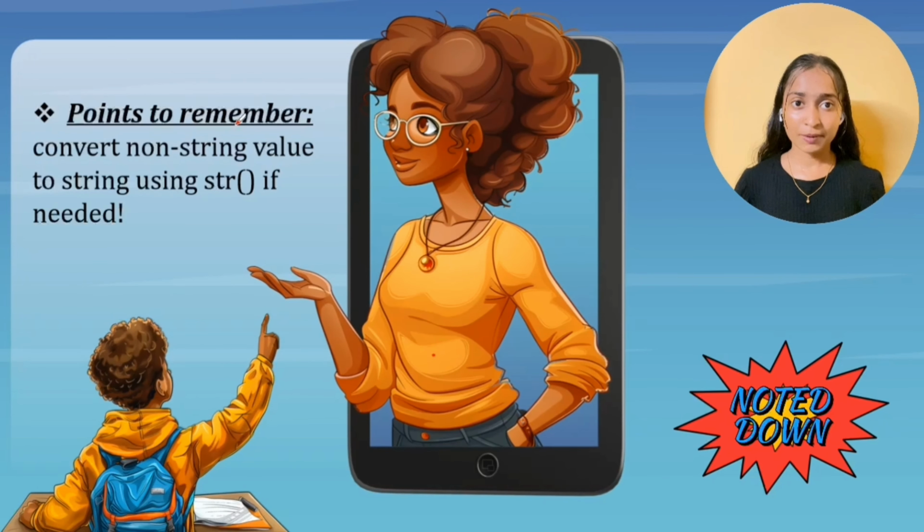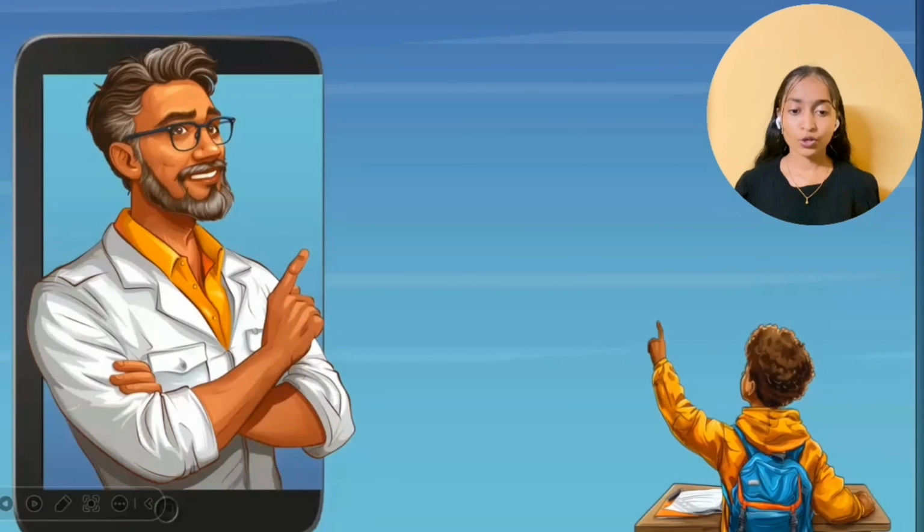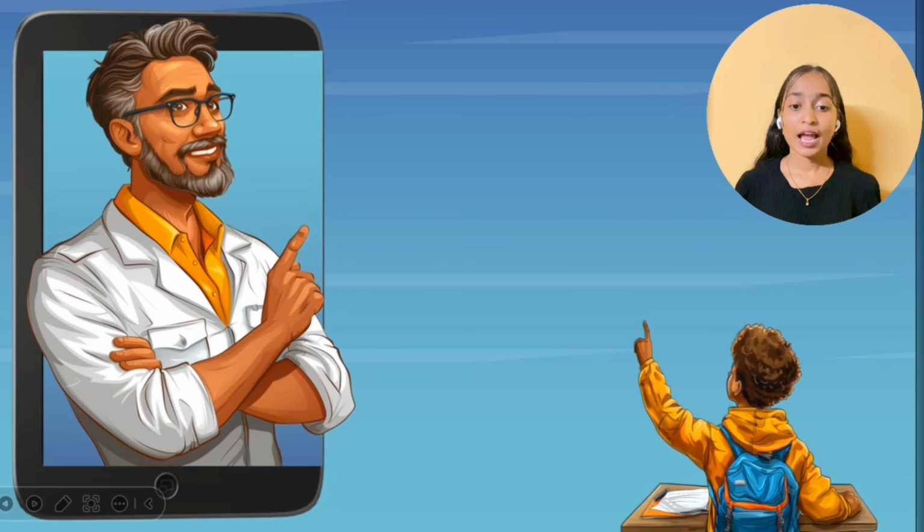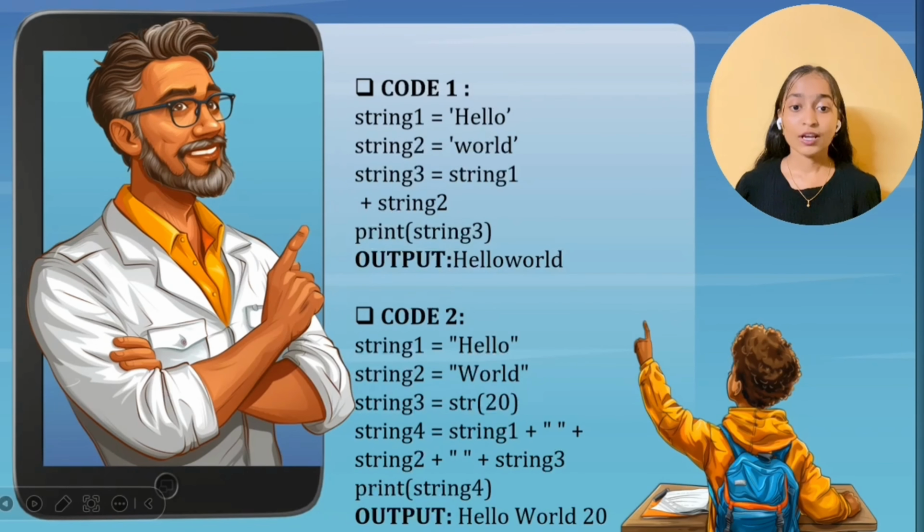These are the points to be remembered, which can be gone through, and we already studied this in previous slides. Out of these two codes, code 1 will be executed and code 2 will be executed, and both will be explained. So let's go to code 1. String 1 carries hello and string 2 carries world. String 3 is a combination of string 1 and string 2. So the print statement will print hello world without the spaces, because we didn't add any spaces.